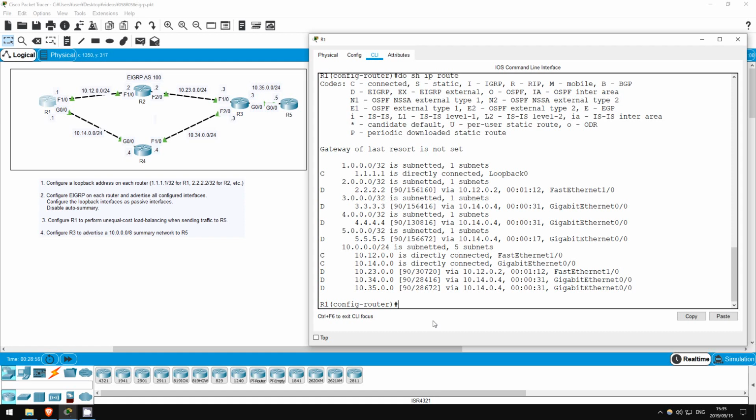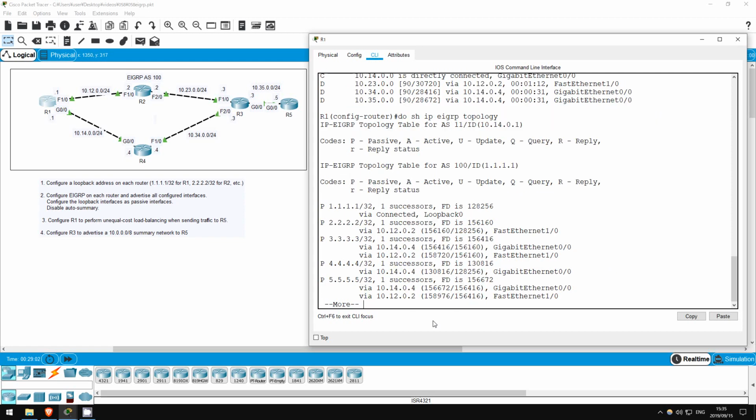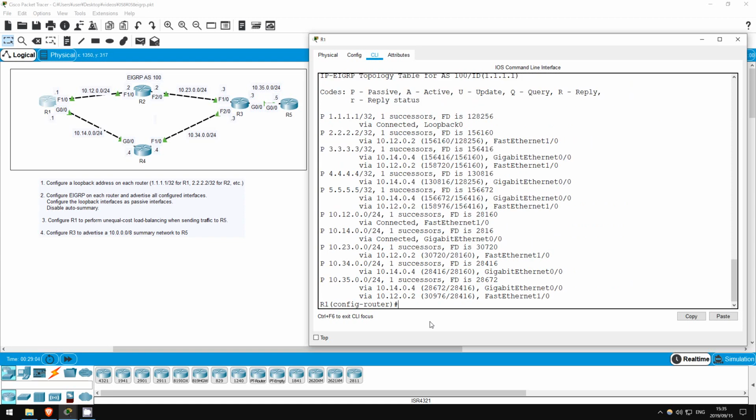Let's look further. Do show ip eigrp topology. This command shows the successor routes, meaning the best routes to each destination, as well as the feasible successor routes, meaning routes that weren't picked as the successor, but meet that certain requirement, and will also serve as backups in the case the successor route goes down.